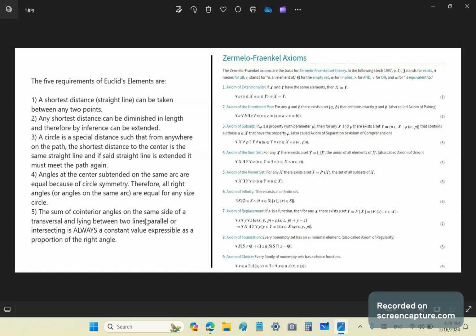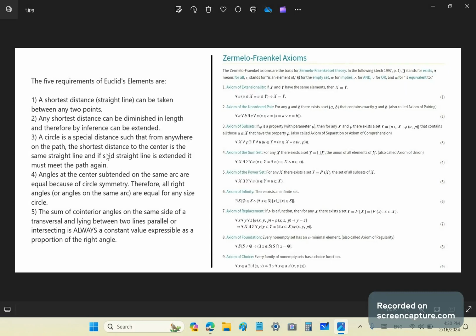So what are the true foundations? These are not axioms, by the way. And study my article if you want to find out. The first requirement, not an axiom, it's called etima in Greek, and the collection of all five of them, etimata, has nothing to do with the word axiom. So one, the shortest distance or a straight line can be taken between any two points. And by the way, contrary to the syphilitic fools of mainstream mathematics academia, each requirement is built on the previous one. So two, any shortest distance can be diminished in length and therefore by inference can be extended.